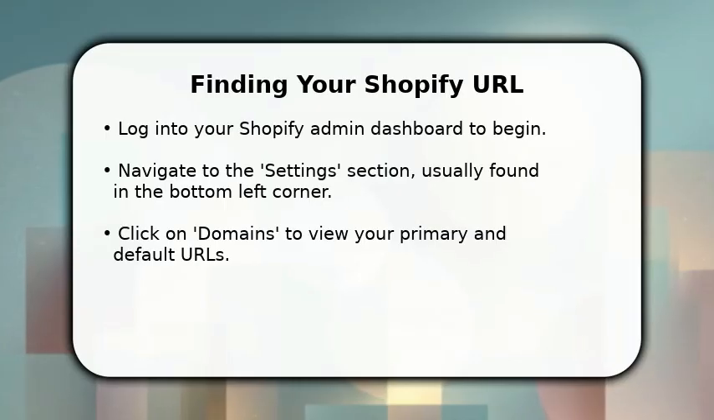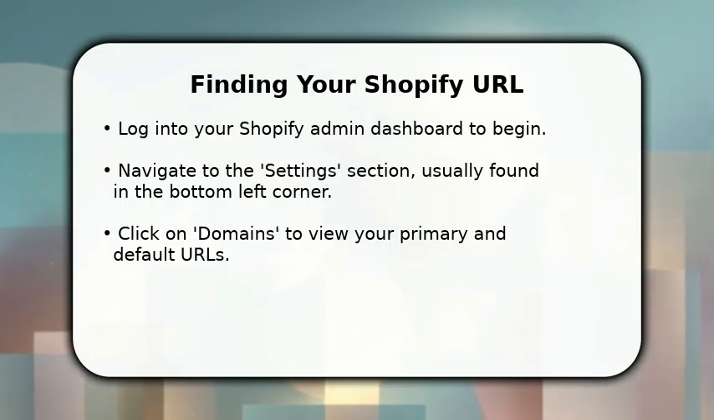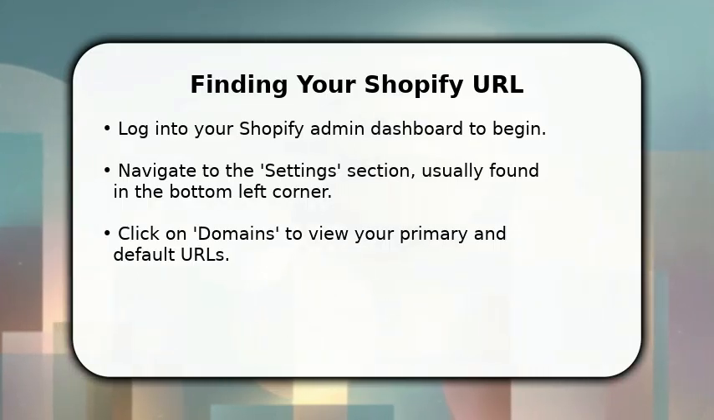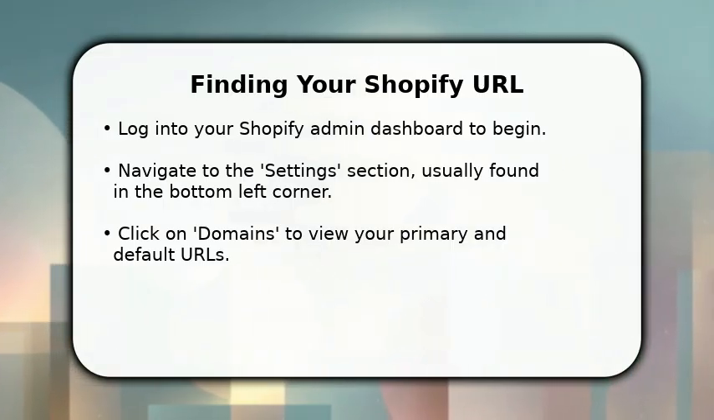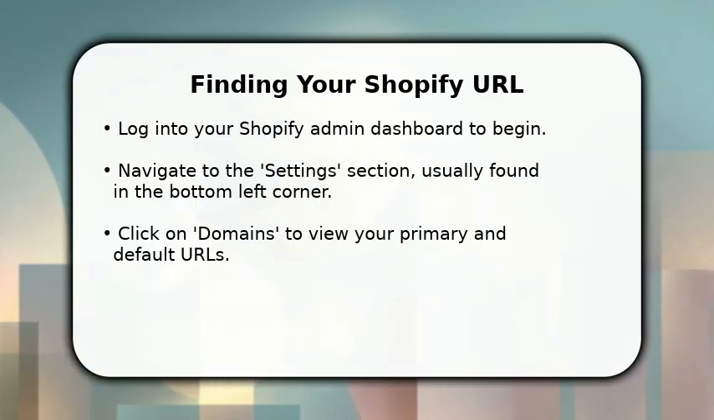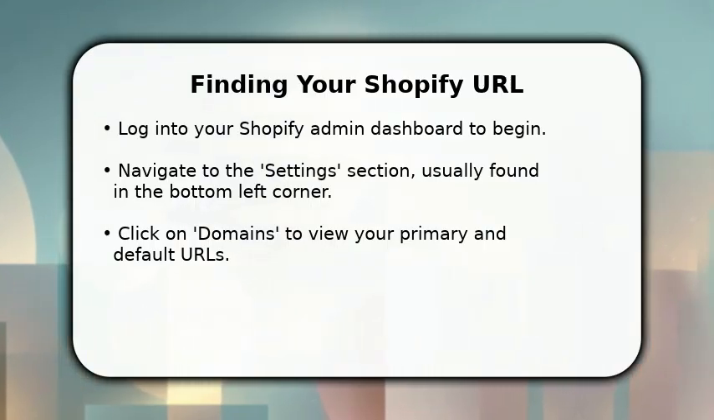Enjoy the video. In this video, I will explain how to get your Shopify URL. To find your shop's unique address, first log into your Shopify admin dashboard. Once inside, look for the Settings option, typically located in the bottom left corner of your screen. Click on Domains to reveal your current domain information.